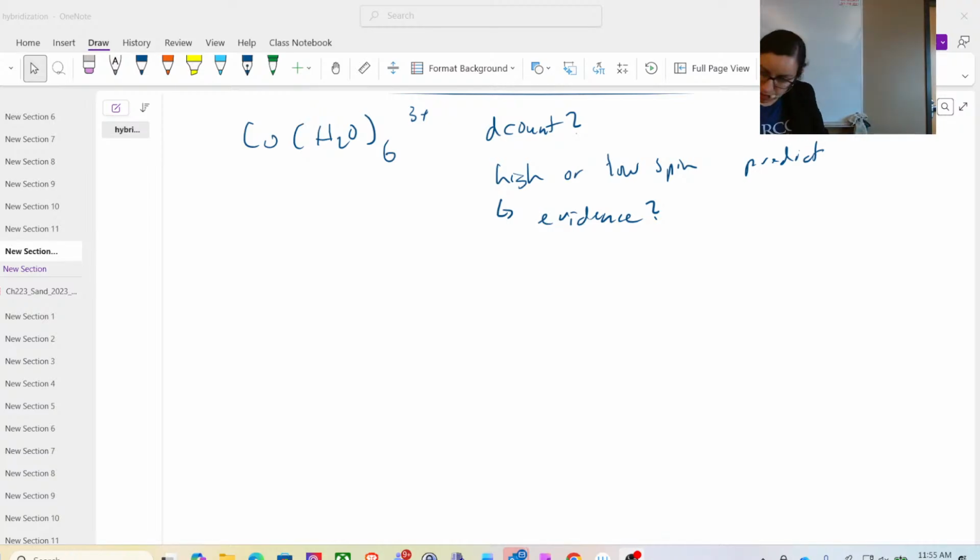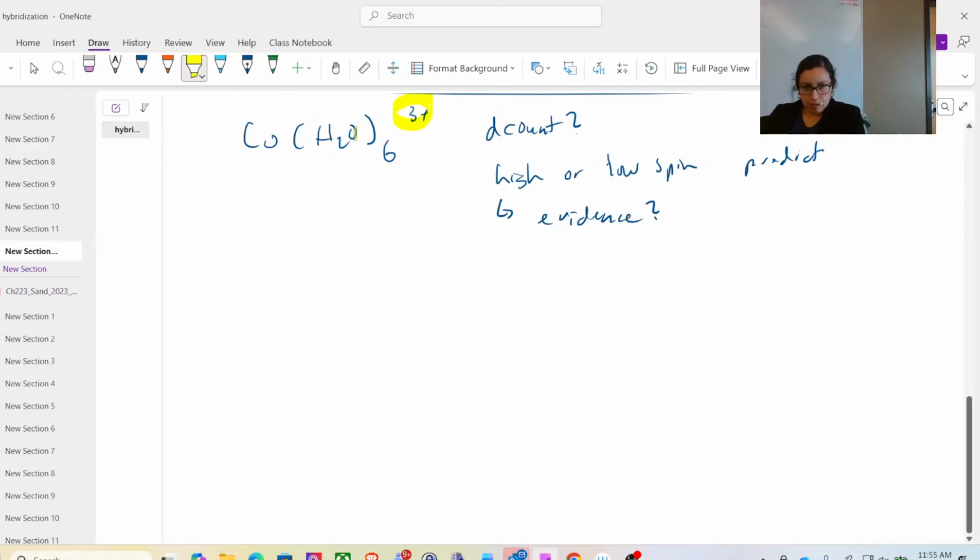All right, so it looks like we have some ideas in the chat. So let's go over what everyone is thinking. What's our d count on this compound? We have cobalt 3 plus here, and water's neutral. So how many electrons does cobalt have? So 6. So d6 there.